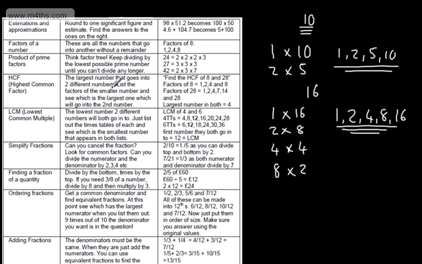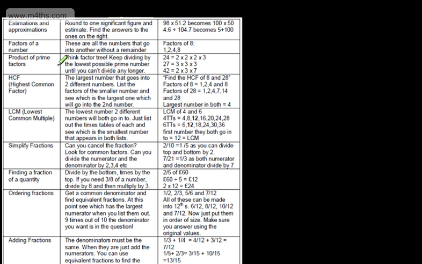Okay. Next one we're going to look at is the product of prime factors. Every number can be written as a product of prime numbers. Now, when you see product of prime factors, think factor tree. I'm going to write down the prime numbers here. The prime numbers are 2, 3, 5, 7, 11, 13, 17, 19, and so on. You shouldn't have to go much further than this.